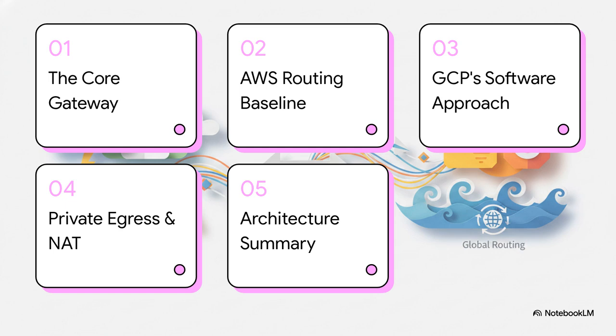Here is our roadmap for this explainer. First, the core gateway difference. Second, the AWS routing baseline. Third, GCP's software-defined approach. Fourth, private egress and cloud NAT. And finally, an architectural comparison summary.